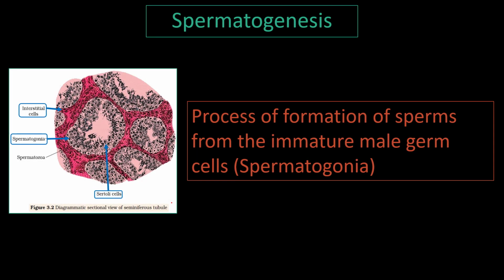The process of gametogenesis in male is referred to as spermatogenesis. Now what is this? The process of formation of sperms, which are the male gametes, from the immature male germ cell or spermatogonia is referred to as spermatogenesis.